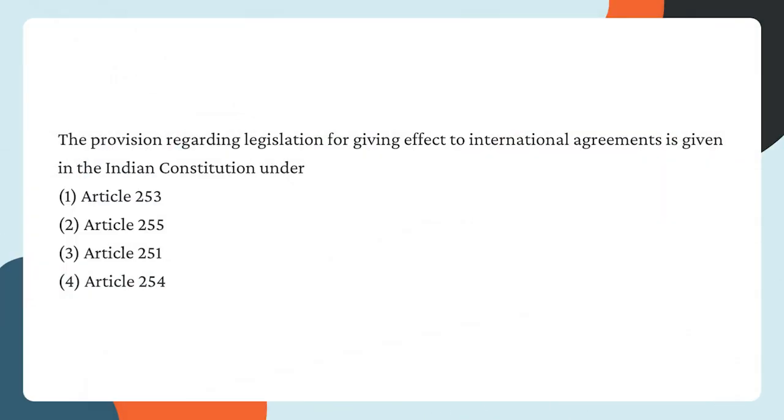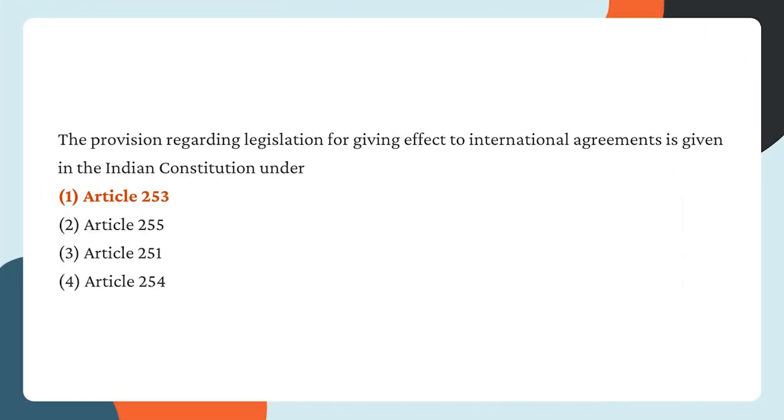Now the next question is that the provision regarding legislation for giving effect to international agreements is given in the Indian Constitution under which article? So you have to choose the correct article. As you know, Article 253 deals with the provision related to the legislation for giving effect to the international agreement. Hence, the correct answer is option number 1.